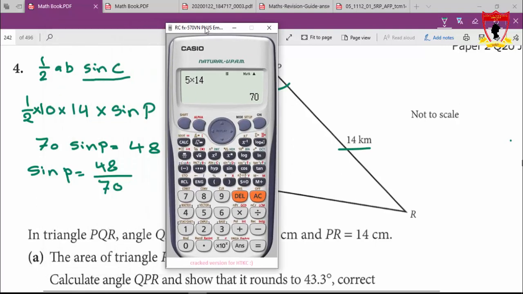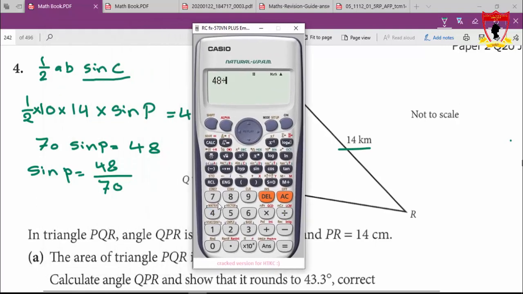Now 48 divided by 70 is equal to 0.68571, repeating over and over. This is the result of the division, but we don't need this. We need sine inverse of this to give us angle P. Then sine inverse of the previous result is 43.29, nearly 43.3, as the question says.